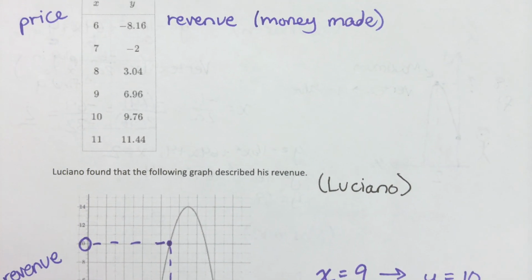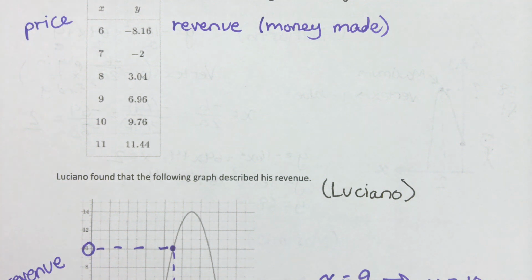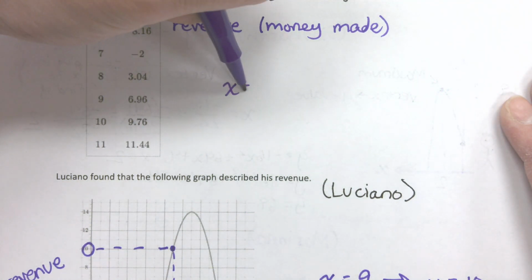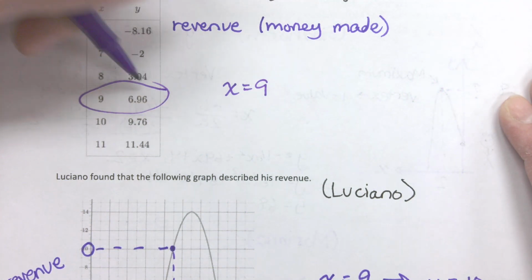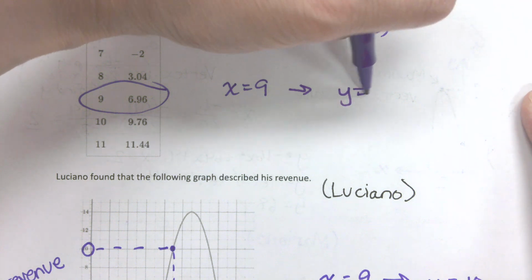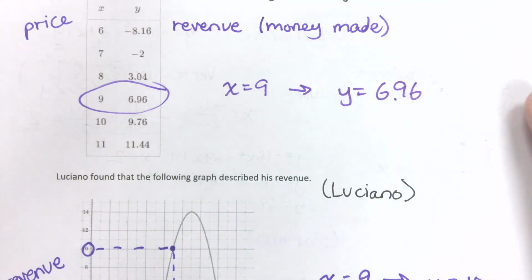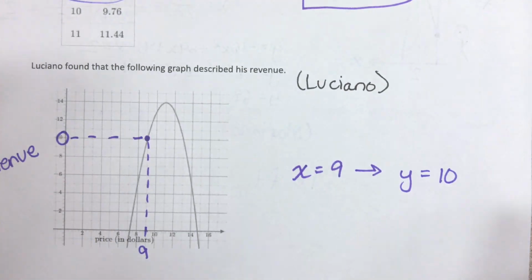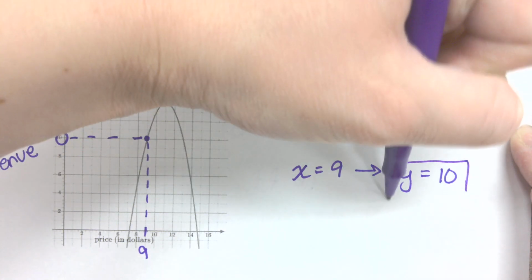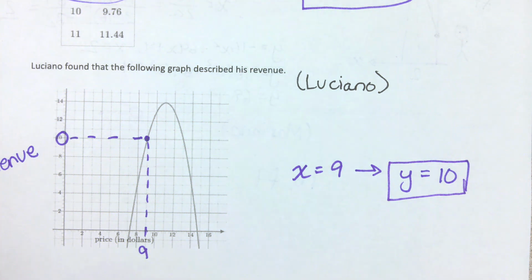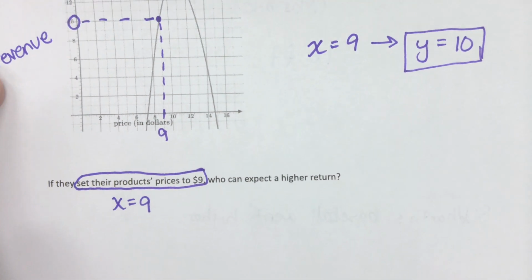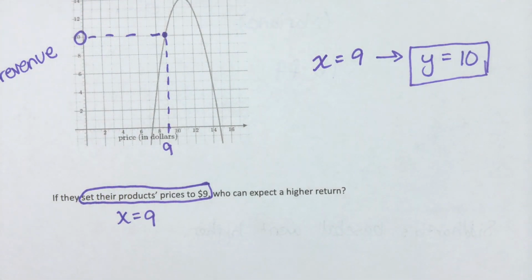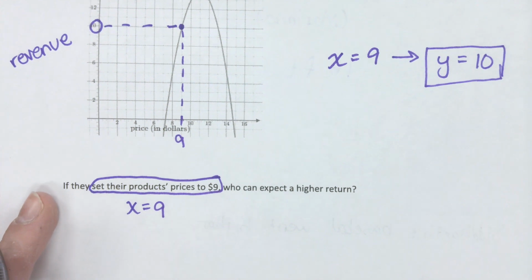And then we do the same on the table. Table's much easier to find. Where X is 9, Y is 6.96. So we're comparing the Y values to each other. And as you can see, Luciano's is higher. So yes, you guys were correct. Luciano can expect a higher return.